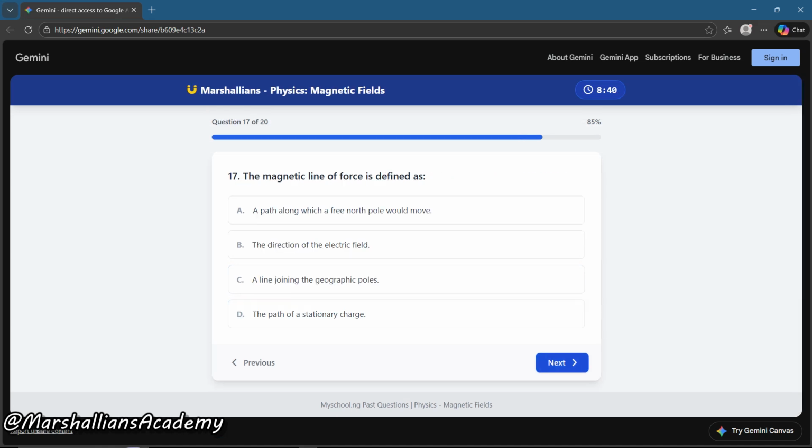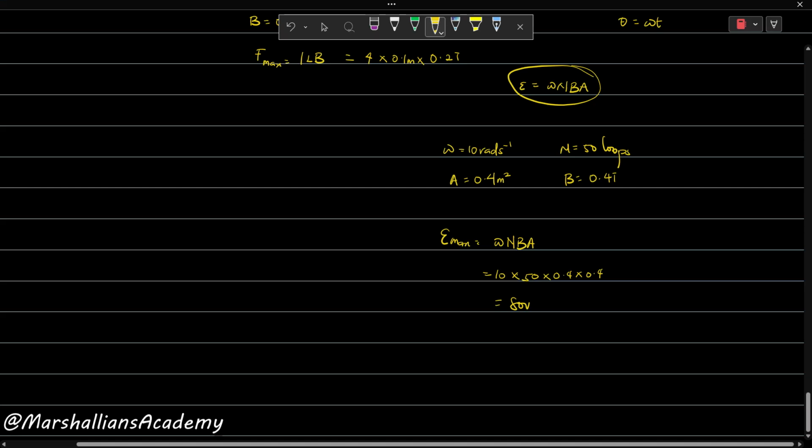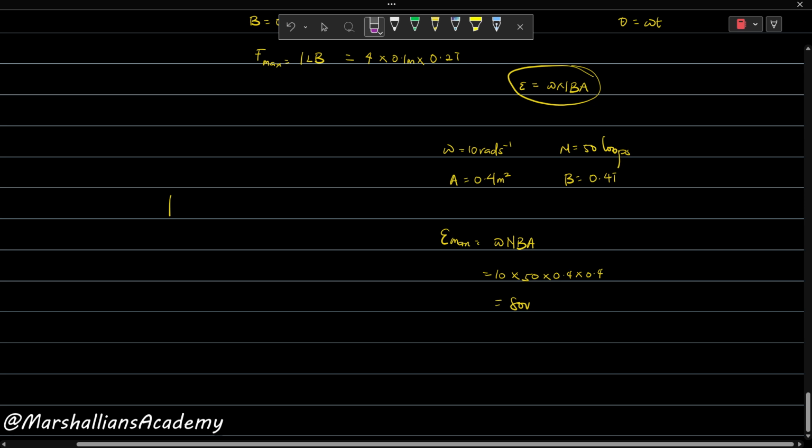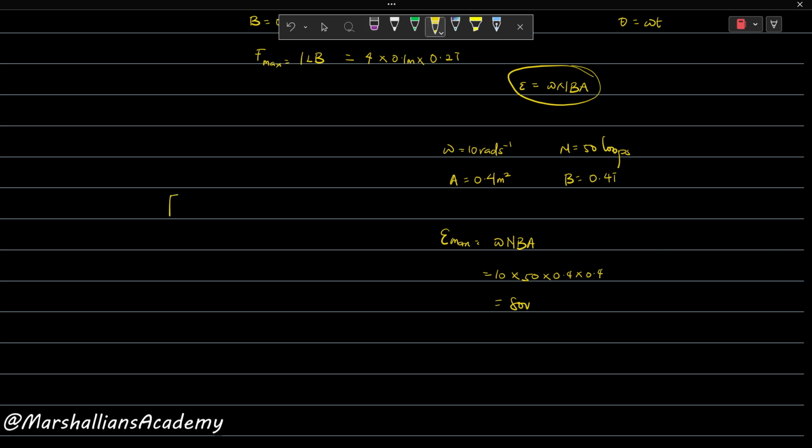Okay, the next question, the magnetic line of force. Very, very simple. They're asking what is a field line. Don't forget the magnetic line of force. Imagine I have a magnet here. Let's say this is the North Pole and South Pole. The magnetic line is the direction in which the magnet will move. Don't forget the direction of the magnetic field will always move out from the north. So that's the magnetic line of force.